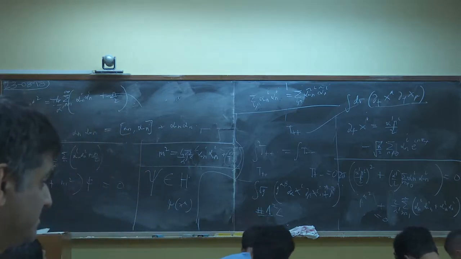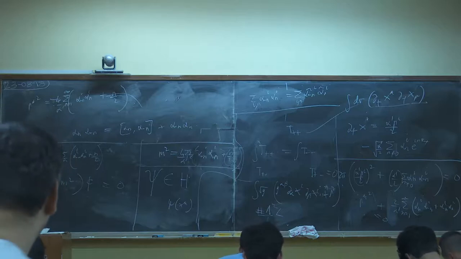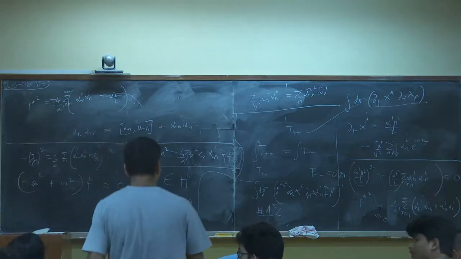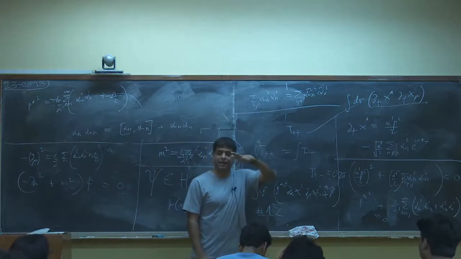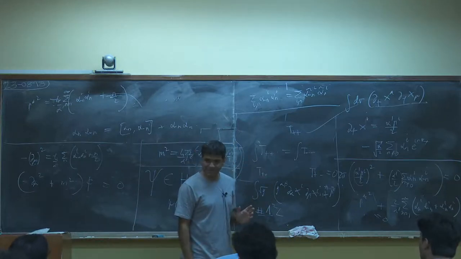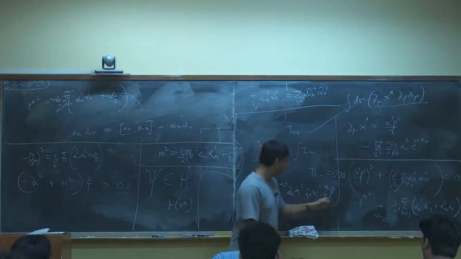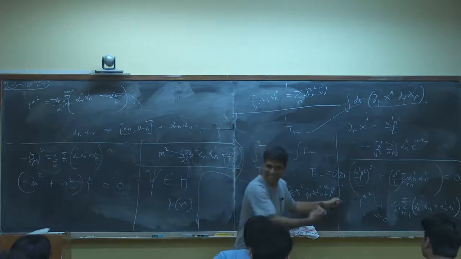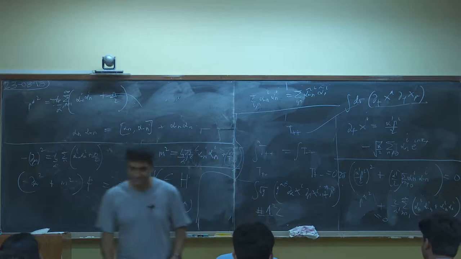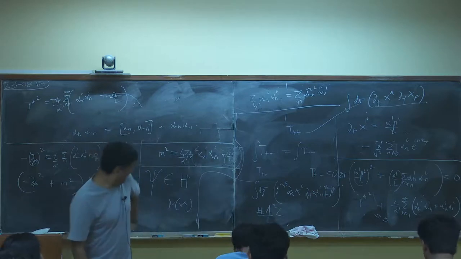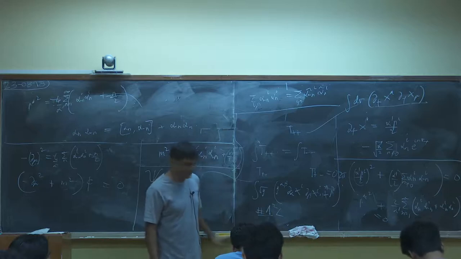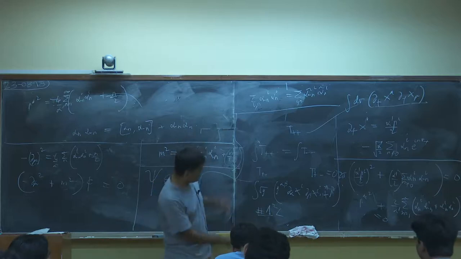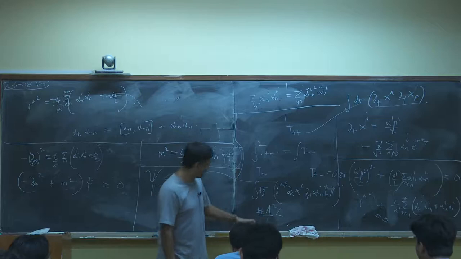Is this clear? What? Are we setting root g to 1? Yeah, I'm only interested in doing this about flat space. I've put the square root g factors just so that you see the structure. And in the end, I set g to be flat, and so that you can vary with respect to the metric. Okay, this number, maybe some plus or minus, it doesn't matter very much for what we want to do.